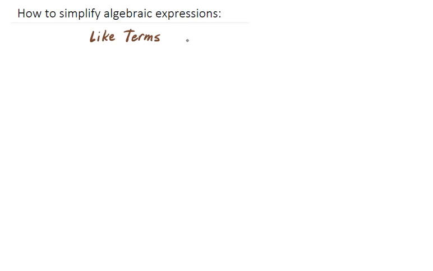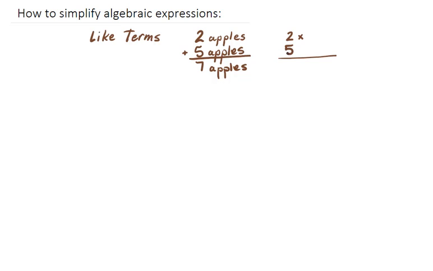So if we were to go back to the idea of you don't add apples and bananas together, you could say that 2 apples plus 5 apples, when you add those together, you get 7 apples. So if I said that I had 2x's plus 5x's, that would add to 7x's because we can add like terms.